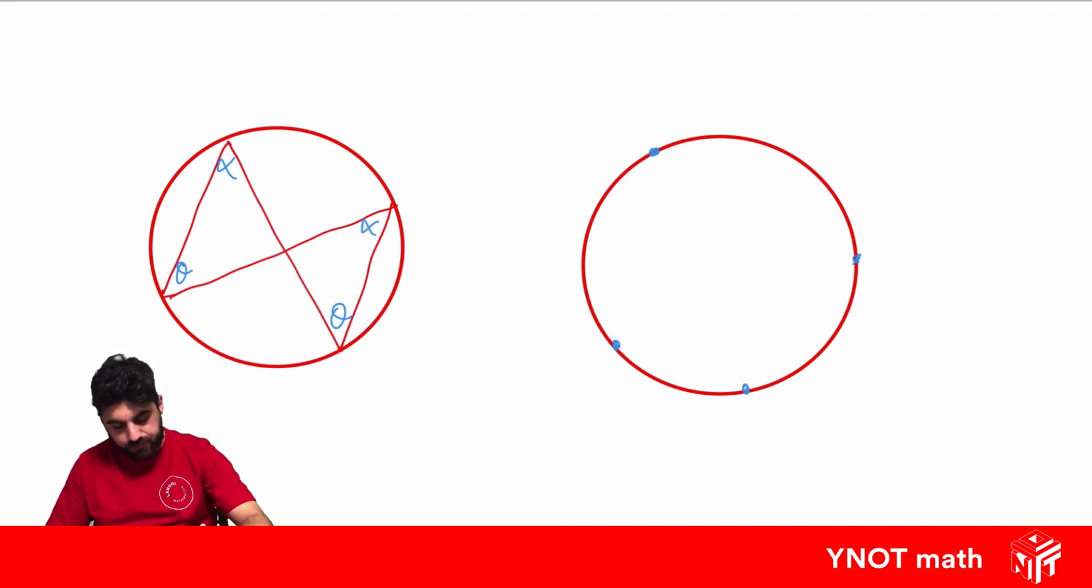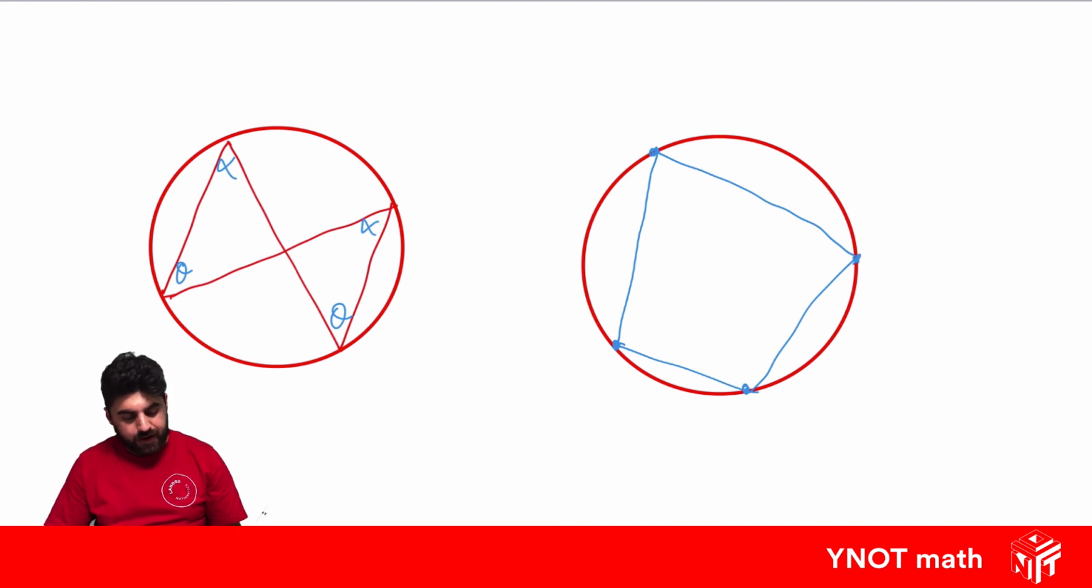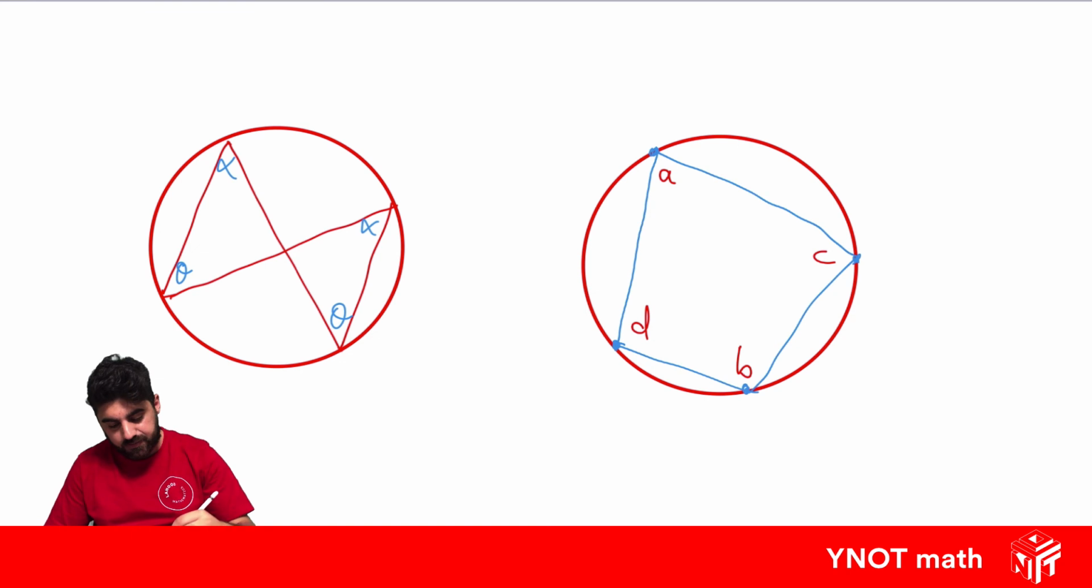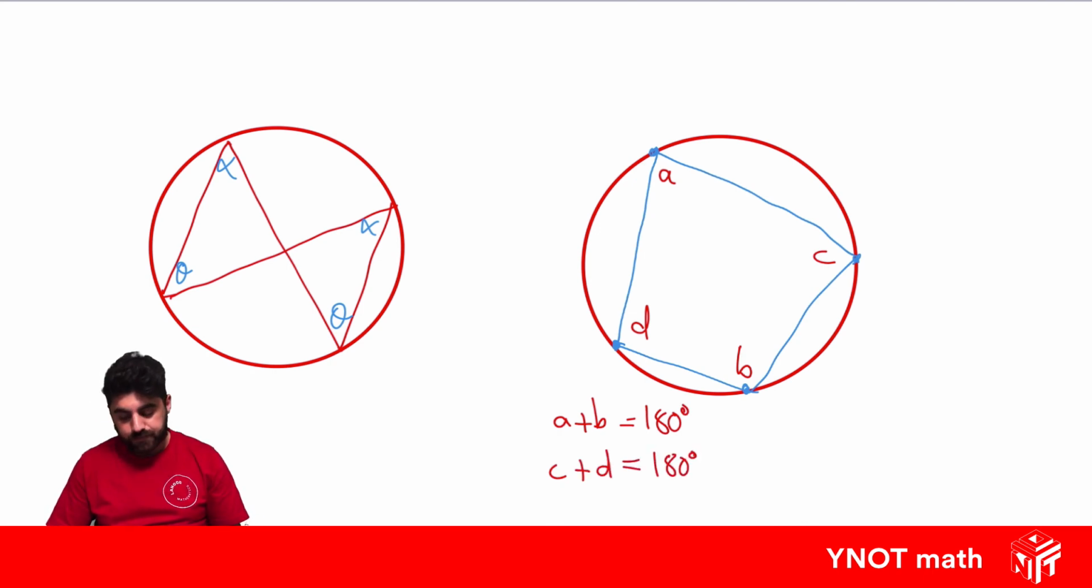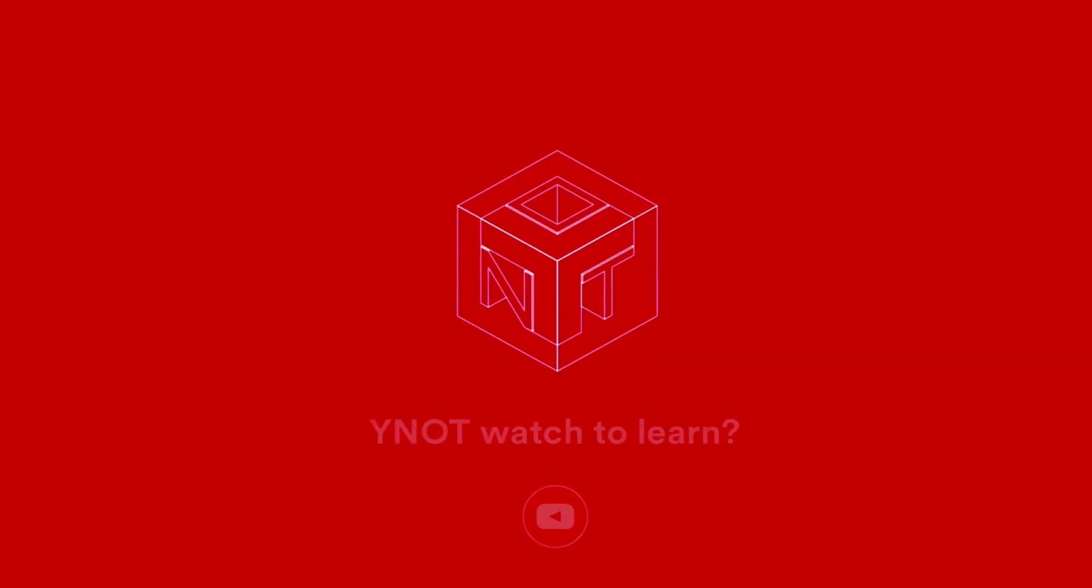Let's pick those 4 and join them together to make a cyclic quadrilateral. Our property of a cyclic quadrilateral is that opposite angles in the cyclic quadrilateral are supplementary. So if we call this one A and this one B, and this one C and this one D, A plus B will equal 180 degrees, and C plus D will also equal 180 degrees.